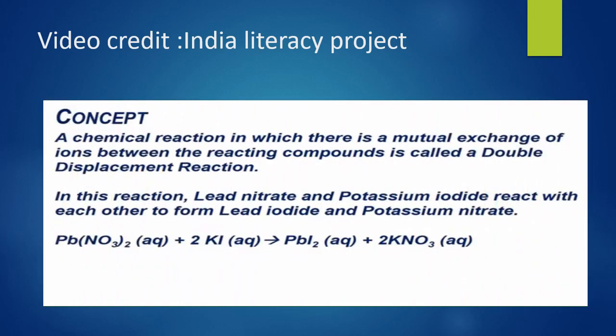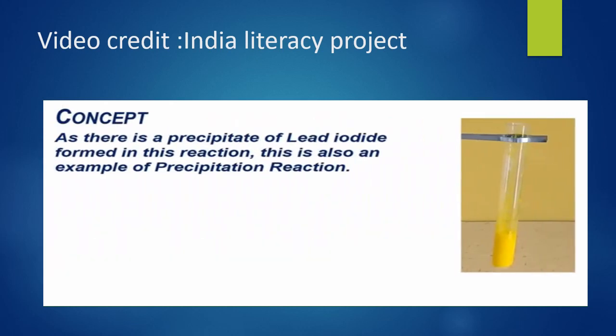A chemical reaction in which there is a mutual exchange of ions between the reacting compounds is called a double displacement reaction. In this reaction, lead nitrate and potassium iodide react with each other to form lead iodide and potassium nitrate. As there is a precipitate of lead iodide formed in this reaction, this is also an example of precipitation reaction.